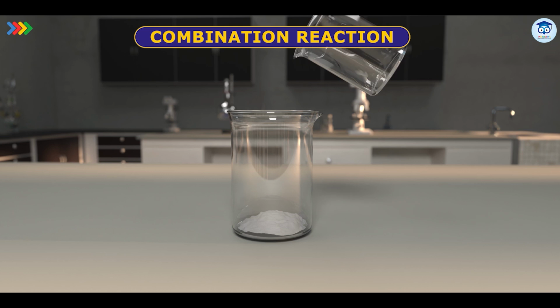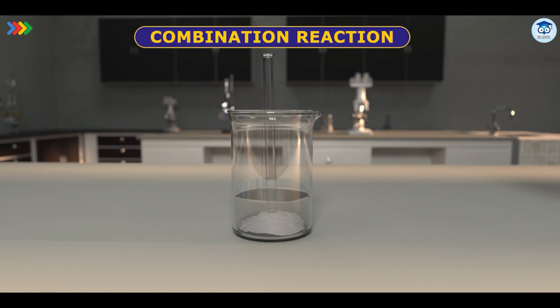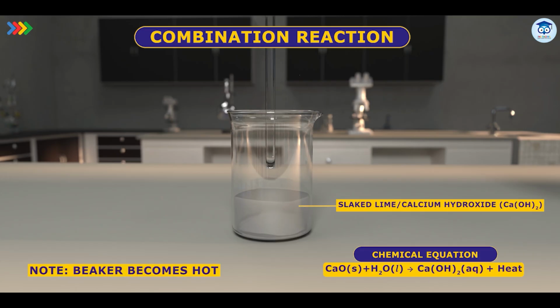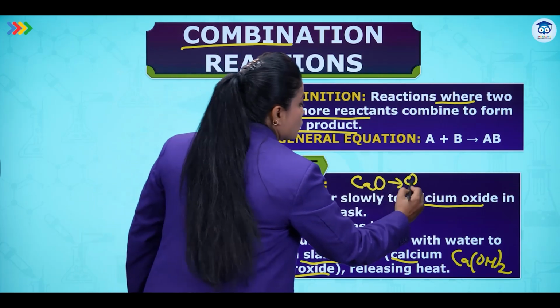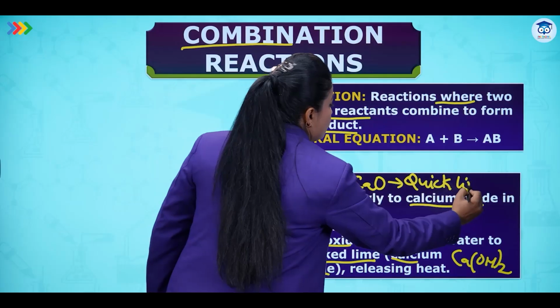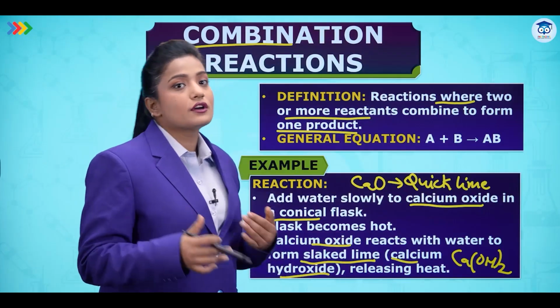When we add water slowly to calcium oxide in a beaker, we see the beaker becomes hot, which shows us that there is a change in temperature, which was a condition for a chemical reaction to occur. Calcium oxide reacts with water to form slaked lime. The formula of slaked lime is Ca(OH)2. This is calcium hydroxide, also called slaked lime. And calcium oxide has the formula CaO, which is also called quicklime. So when we combine quicklime with water, heat is released and slaked lime is formed.